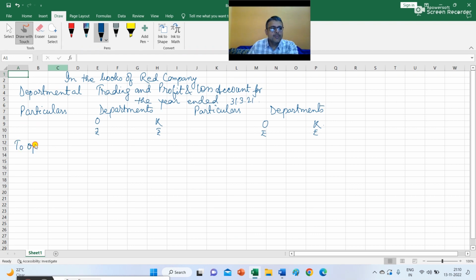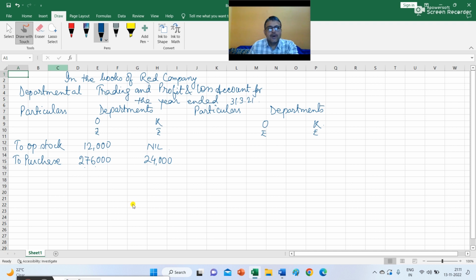So I am writing opening stock, and the amount is rupees 12,000 for department O and there was no opening stock in department K. Then we have to record the amount of purchases as given in the question. So purchases 2,76,000 for department O and 24,000 for department K.